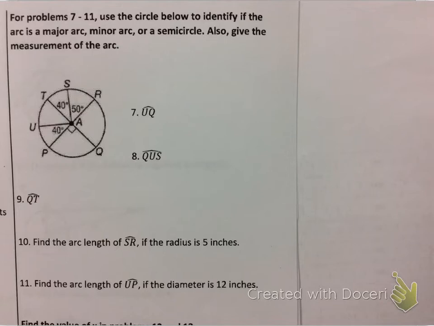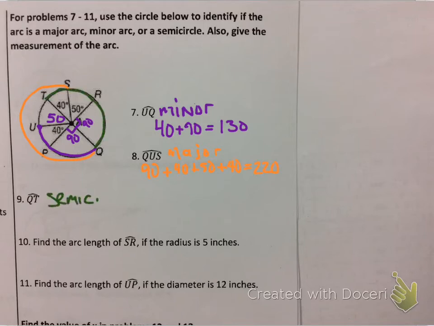So if you look at this, U to Q, and again, fill in all the degree measures before you start trying to find the answers. But here we could say 50, 90, 90, and go from there. Now, U to Q is a minor. And then that would be 40 plus 90, which would be 130. And that's your answer, 130 degrees. Q to U to S is a major, which would add 90 plus 40 plus 50 plus 40, which would add up to 220 degrees. And then, of course, Q to T is a semicircle, which is 180 degrees.